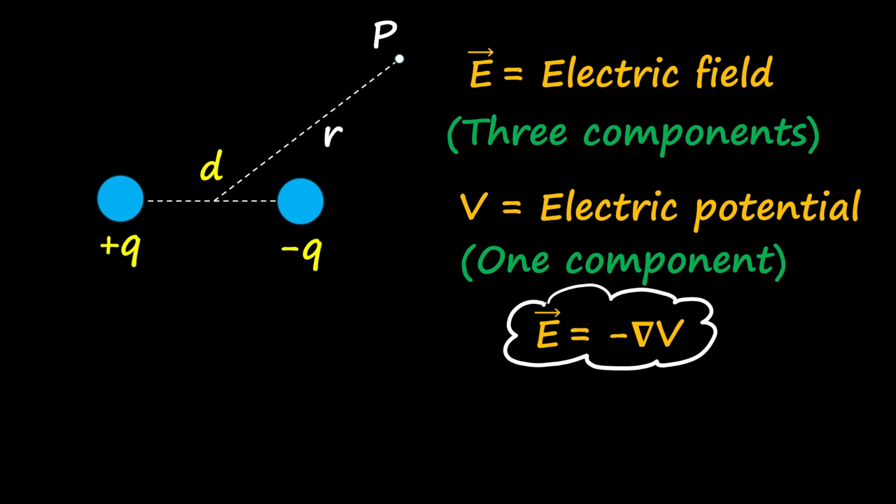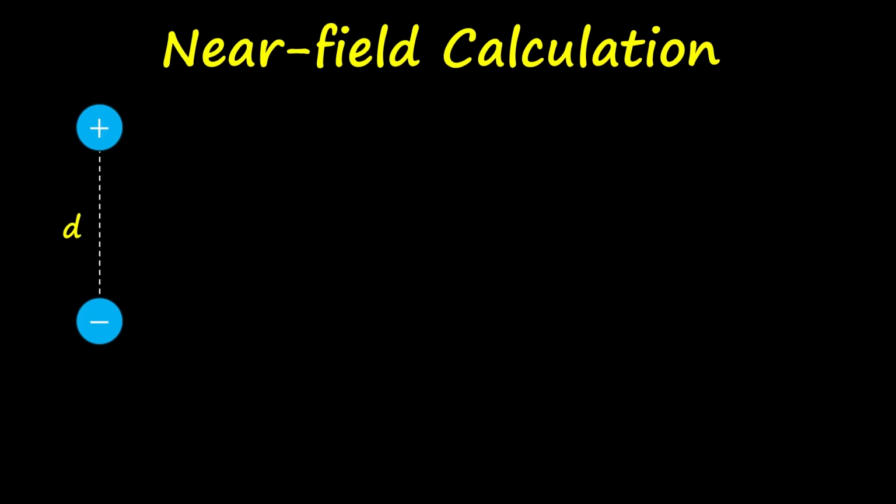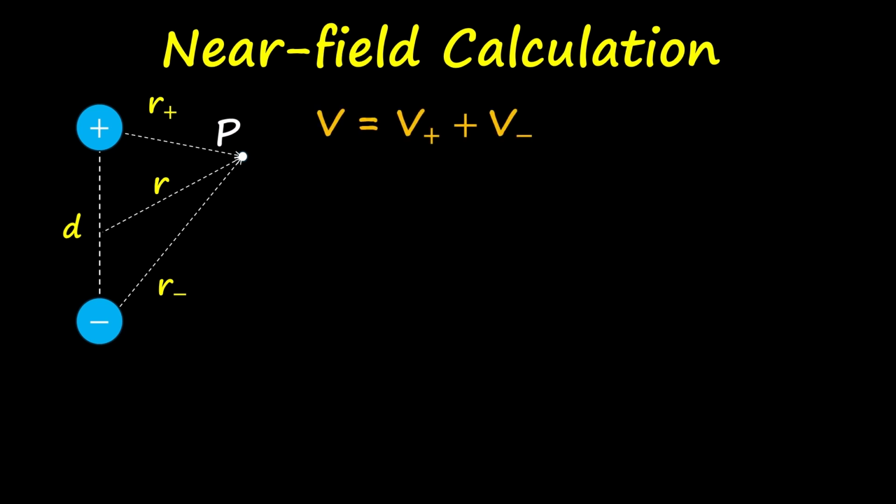Now, while calculating the potential of a dipole, we can consider two regimes. One is the near field, the other one is the far field. In the near field calculation, we are interested to find the electric potential at a point nearby the dipole. Now we can represent R plus as the distance of the positive charge from point P and R minus as the distance from the negative charge. And since the electric potential is a scalar quantity, we can just take the sum of V plus and V minus to get the total potential.